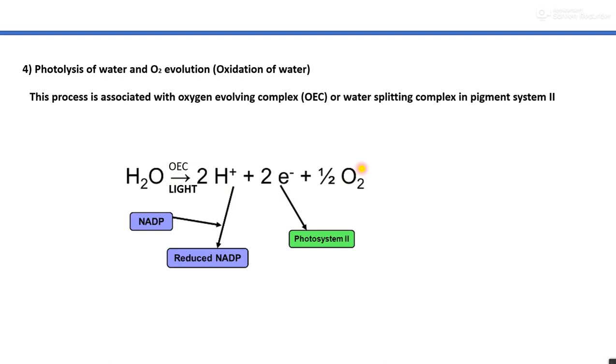And proton is generally utilized in the formation of NADPH. An electron helps in reducing the oxidized P680 in presence of light. Here oxygen has been released as waste product.